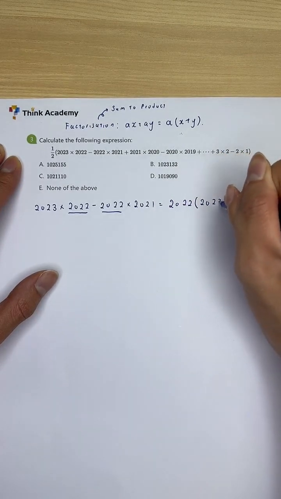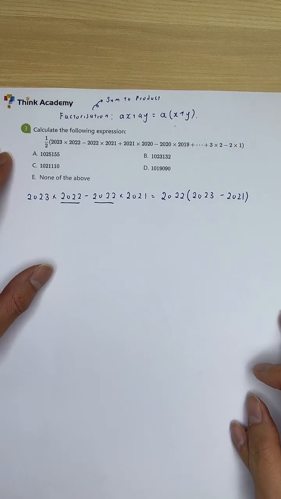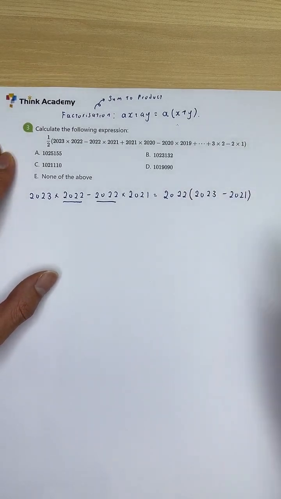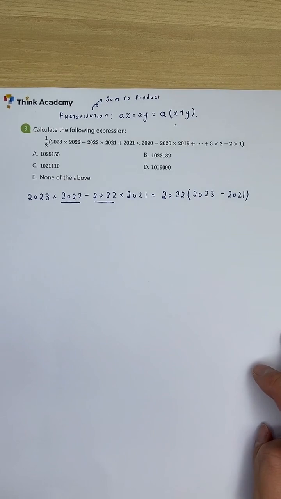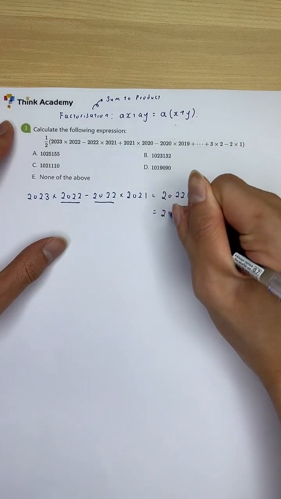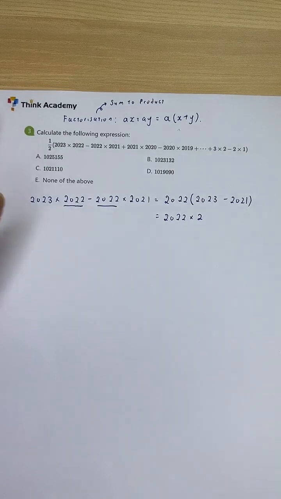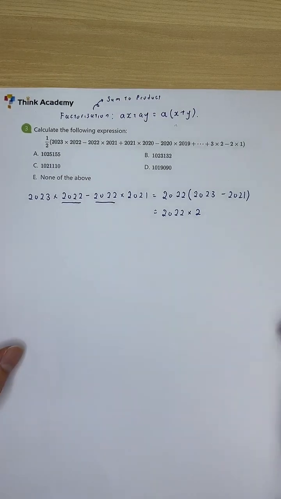And then what are we left with? We are left with 2023 minus 2021. 2023 minus 2021 is just going to be equal to 2. So we're just going to leave it over here: 2022 times 2. That's it. So we have simplified the expression a little bit. Let's see if we have this particular pattern going on.